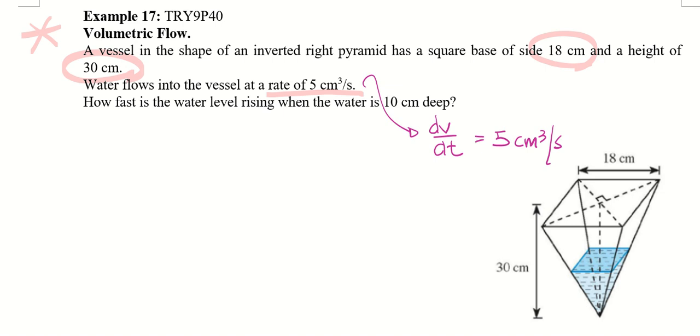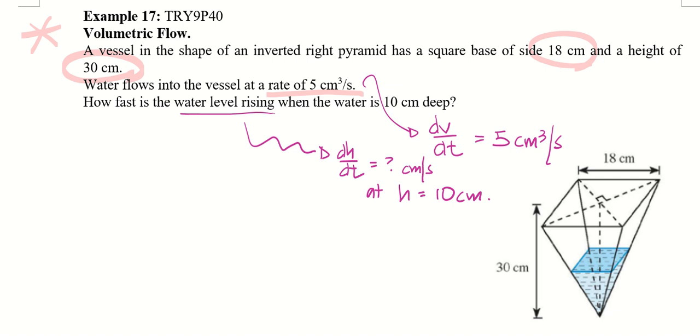Okay, fine. What am I supposed to find? Water rising translated to what? My dh over dt equals how many cm per second at where? At the height 10 cm. So these are the information that you need to get.